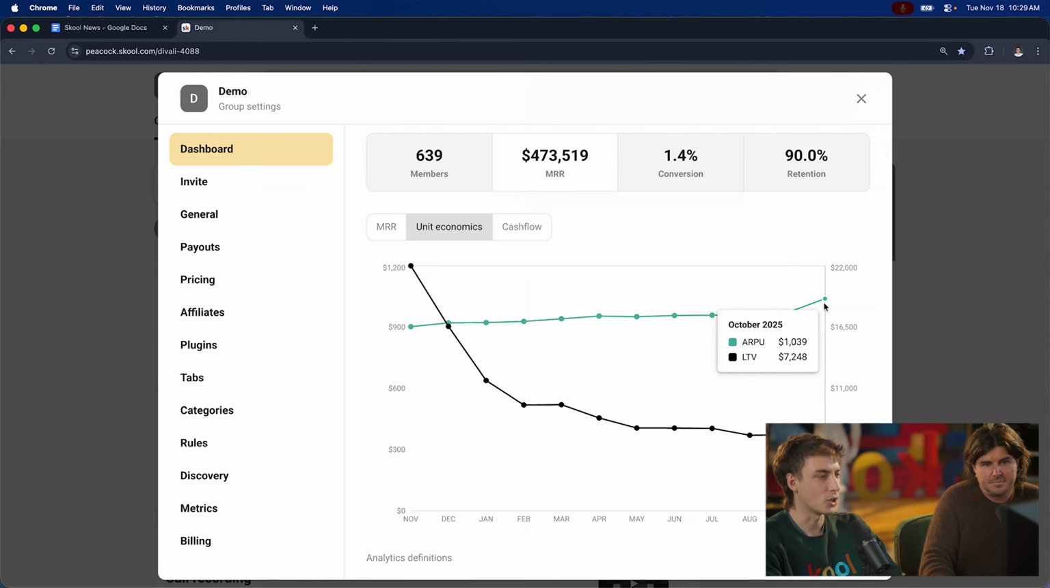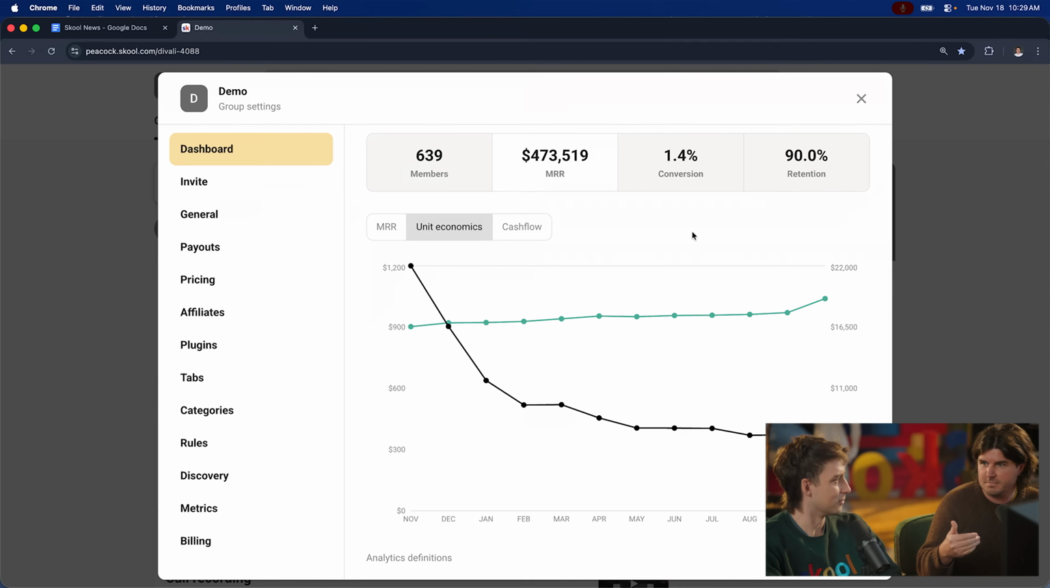LTV means the total amount that someone's going to pay you across the time that they're a customer. And ARPU will generally be your price. The only time it might differ is if you've had all kinds of different prices or if you have tiers. And also if you have annual, because there might be a lower price to pay annually. So that's your average revenue per user.